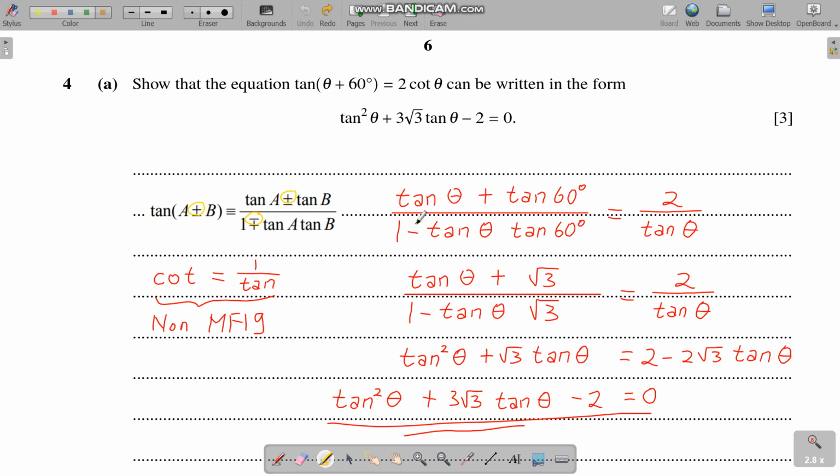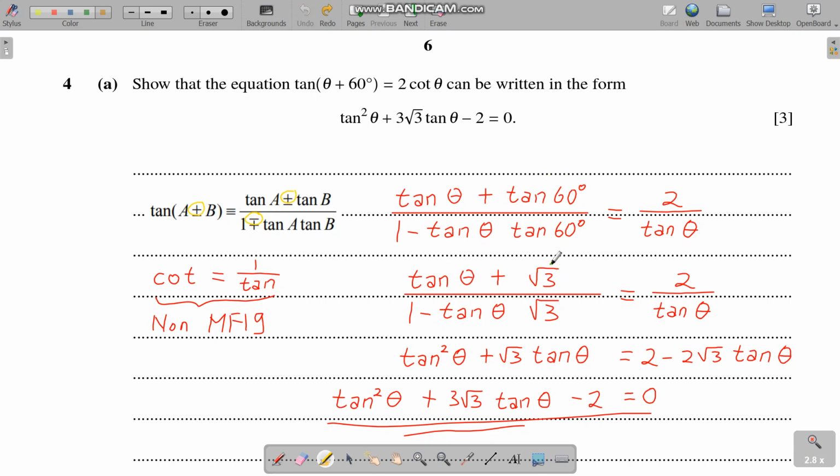And then on the right side, cotangent is actually 1 over tangent. This is not in the MF19. So we replace cotangent with 1 over tangent. This is what we get on the right. And then use a calculator. Tangent 60 degrees is √3.